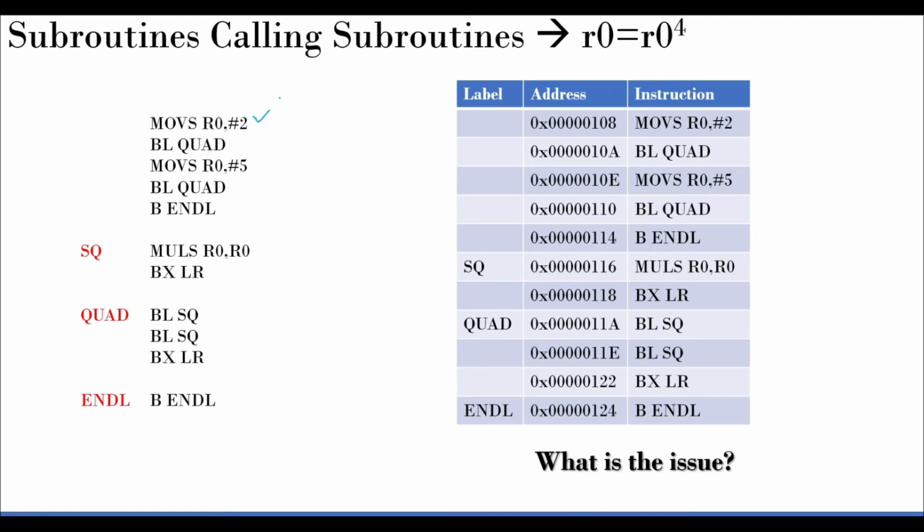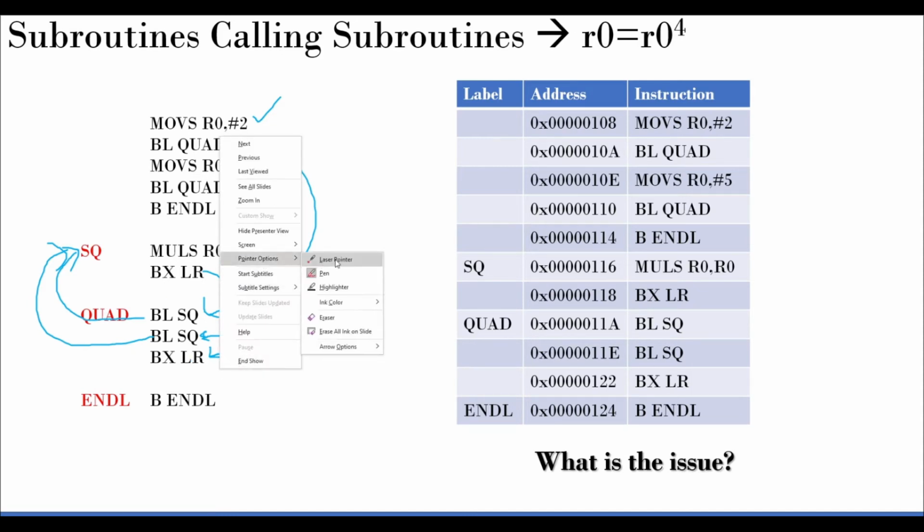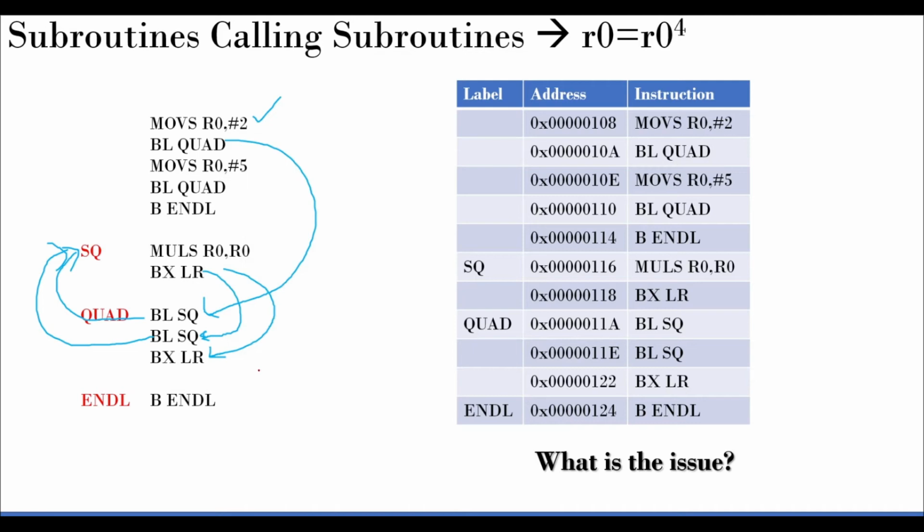So this is executed, then BL quad, that means it will go and execute this guy, and then BLXQ, it will go and execute this guy, and then BXLR, it will go and execute this guy, right? And then again BLXQ, it should go here again, and then BXLR, it will go again, but then BXLR again, ideally speaking, it should have gone back to this guy, right? Because that's where we started off. BL quad, it came here, so this is the instruction which should have executed.